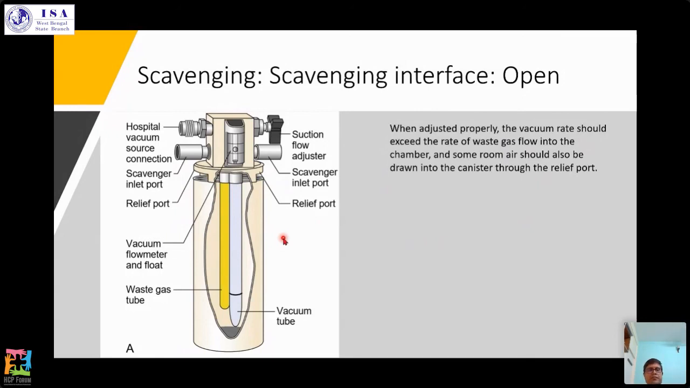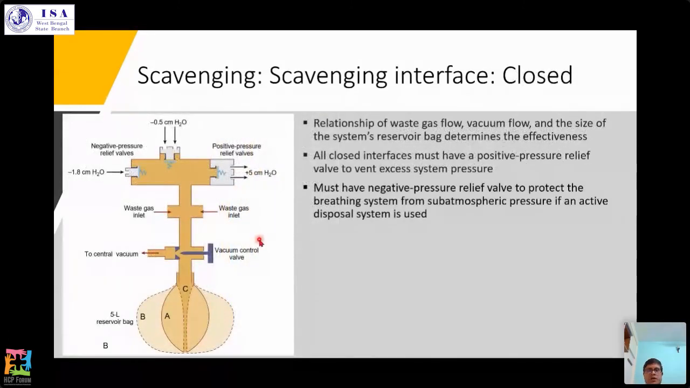So we should have slightly more vacuum than we actually need. So we will always have a little negative pressure inside so that it always entrains some ambient air into this canister through the relief port. This is a closed interface. That means, you see, this is just like a balloon. It's a big balloon, and there is no opening here which easily opens to the atmosphere. So this is a closed system.